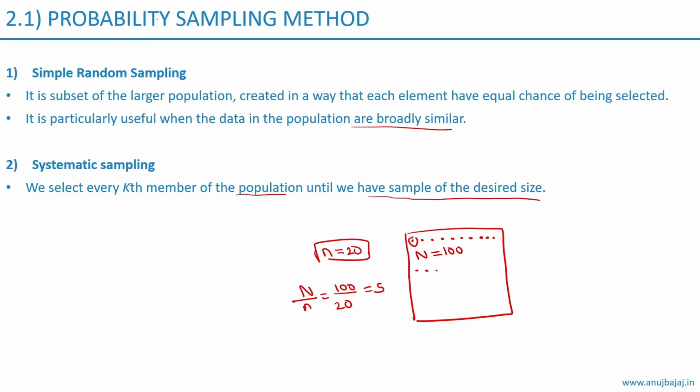So we select the first observation. Then we select first, second, third, fourth and fifth. In this way, we select every fifth observation in the population to form a sample of the required size. In our case, the sample size required is 20. So the kth member here is the fifth member.